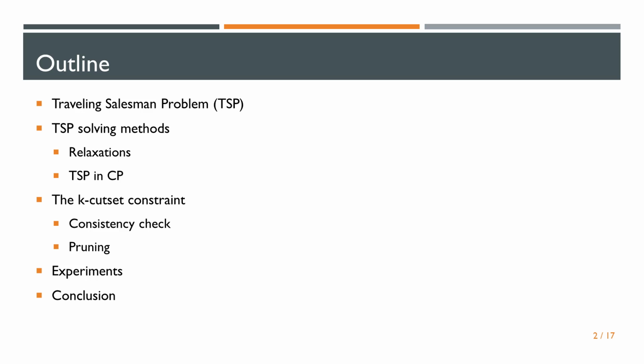So, the outline. Since the k-cutset constraint is for the TSP, first we will introduce the traveling salesman problem. Then we will show you some TSP solving methods, like relaxations and how the TSP is modeled in CP. Then I will introduce the k-cutset constraint and how we perform the consistency check and its pruning. Finally, I will show you some experiments and I conclude.